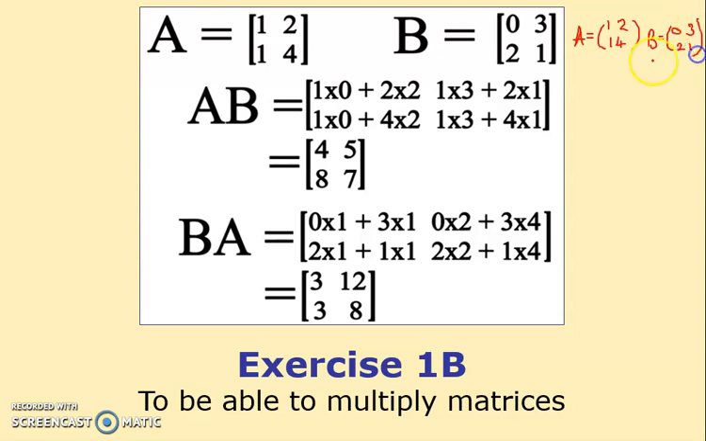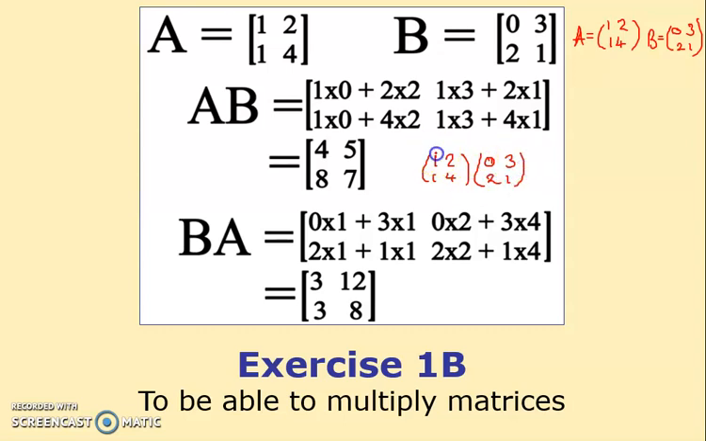And what they're doing is they're trying to multiply them. What you'll see is this shows you the process by which they get the answer. The answer for AB, by the way, seems to be 4, 5, 8, 7. So let's just do that now. Let's multiply these together. I'm going to write them here: 1, 2, 1, 4, and multiply them by 0, 3, 2, 1.